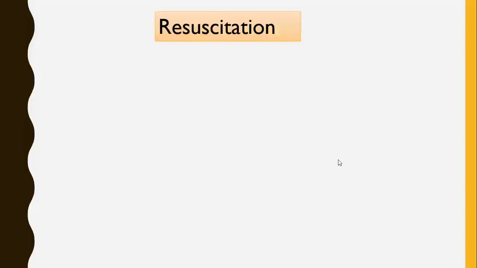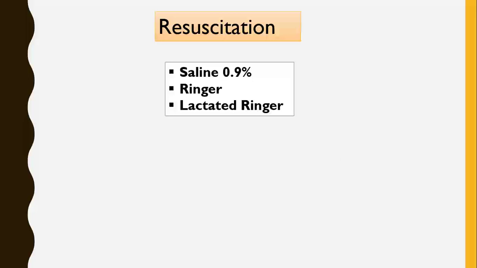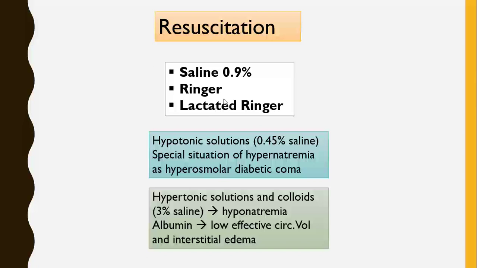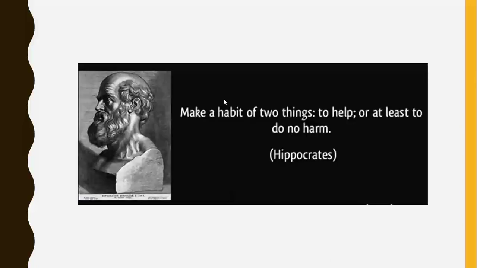As a final notice, the resuscitation should be through the isotonic solution like the saline or ringer or lactated ringer or buffered ringer. The hypotonic solutions are for special situations of hypernatremia. The hypertonic solutions and the colloids should be reserved for the cases of hyponatremia, and the albumin is effective in patients with low effective circulatory volume and interstitial edema.